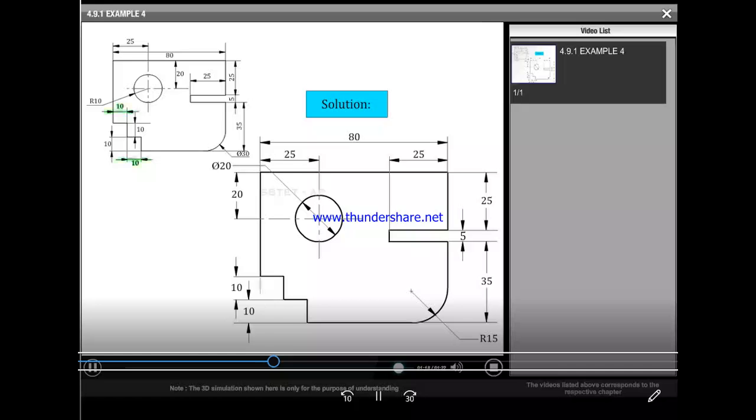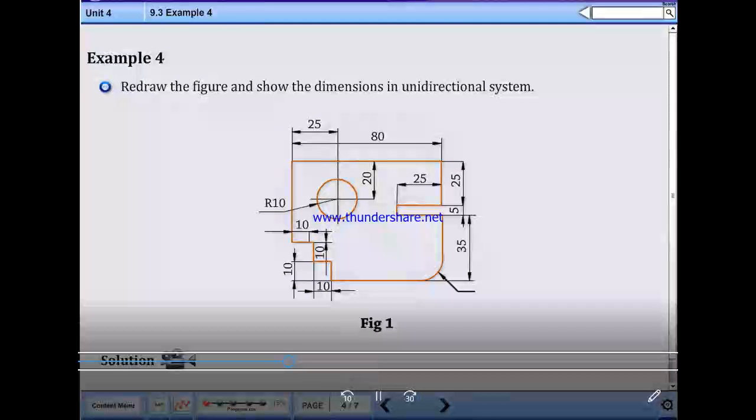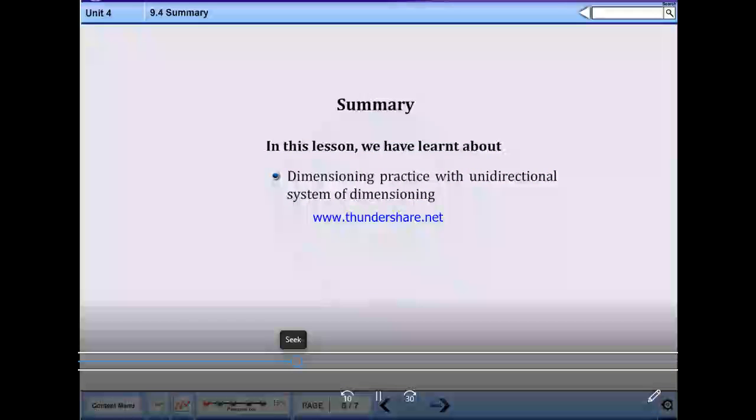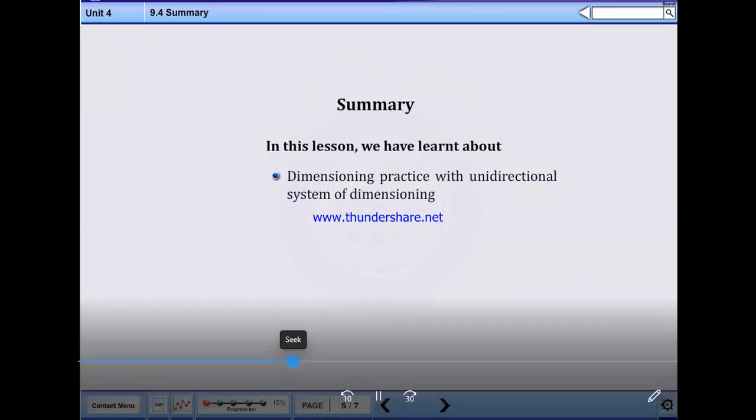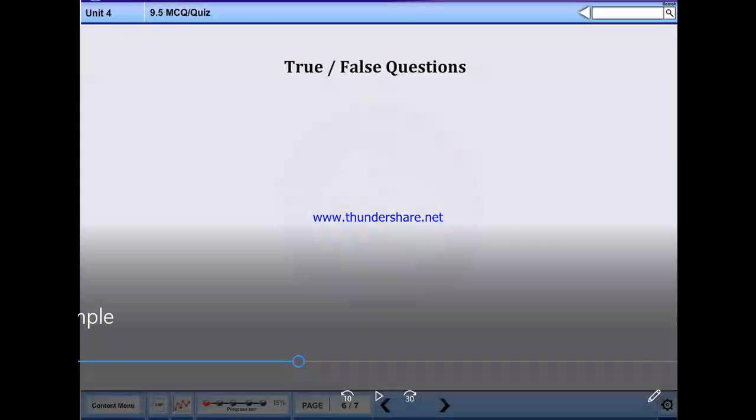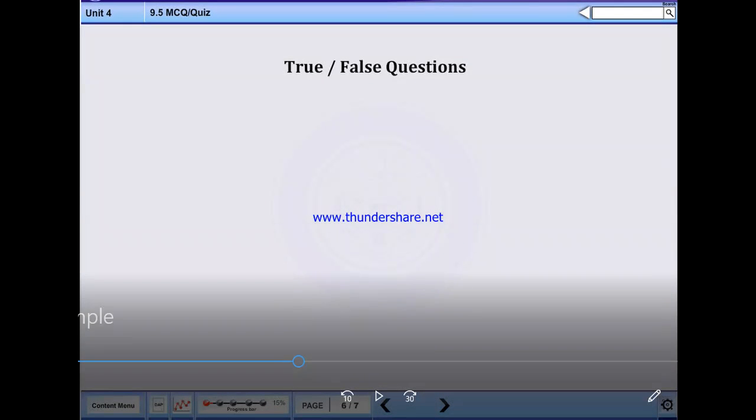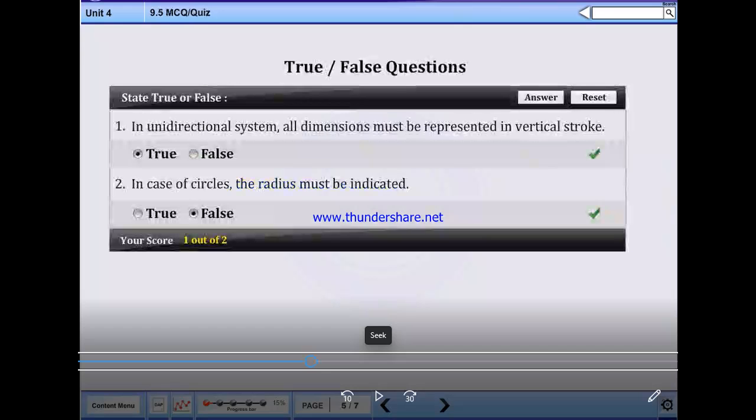Observe the previous one. Now we note down some more true or false questions. In unidirectional system, all dimensions must be represented in vertical stroke letters. Yes, it is true. In case of circles, the radius must be indicated. False.